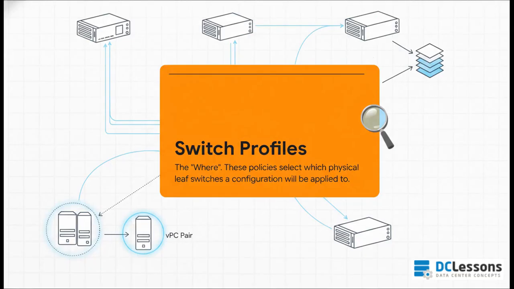Okay, first piece, switch profiles. This one's pretty easy to get your head around. Its whole job is to answer one question: where? As in, where are we applying this configuration? A switch profile is really just a container, a group. You use it to pick one or more leaf switches. Maybe it's just a single leaf, or maybe you're grouping two of them together for a VPC pair. This is our first step, targeting the hardware.